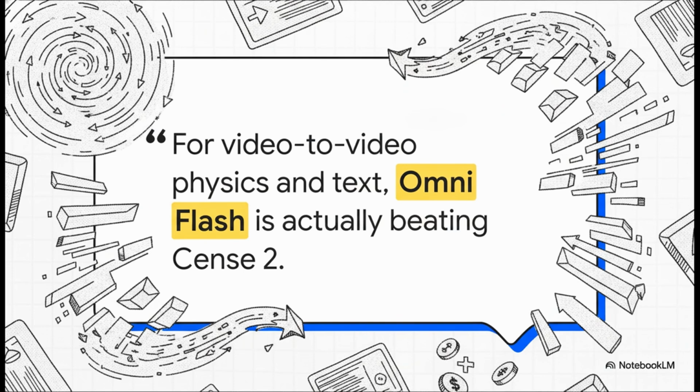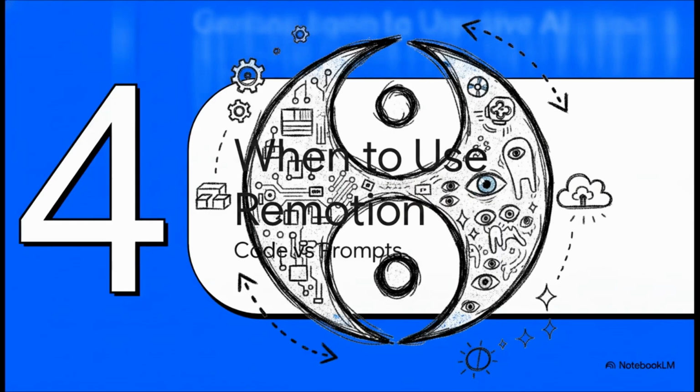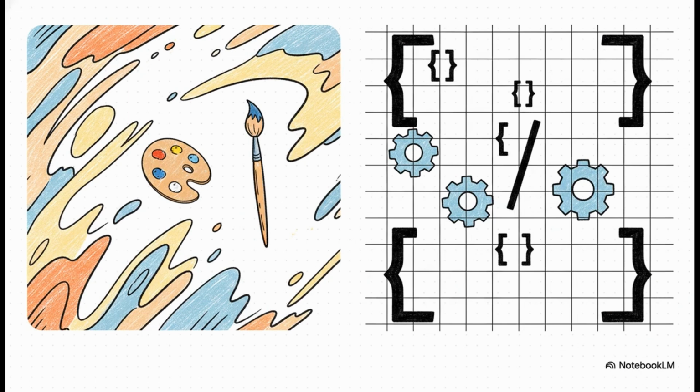Pivoting a bit, let's look at Section 4, When to Use Remotion. Diving into the battle of code versus prompts. Because we can't talk about AI motion graphics without addressing the other side of the coin. Generative AI is just one way to do things. Sometimes hallucinating pixels is the exact opposite of what you need. We've got this fundamental juxtaposition here. Prompt-based generation, like Omni Flash on one side, and code-based generation with Remotion on the other.